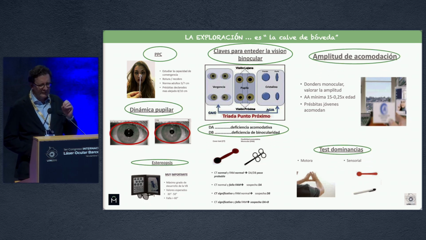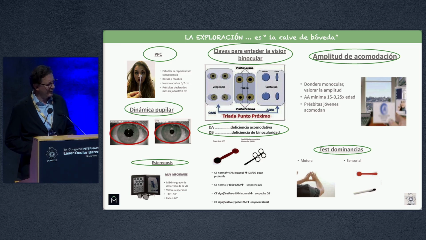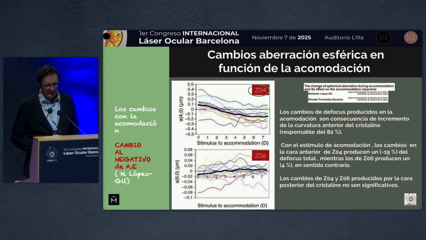Key is to understand binocularity, the proximal convergence point. We need to study the pupil dynamics, the accommodation amplitude, dominance test, motor and sensorial, and we need to take a look at all the tests to see who's a candidate, to see who we can operate on, who we cannot. Changes in the SA are based on accommodation. The changes will go to a negative aberration, and that we need to do.